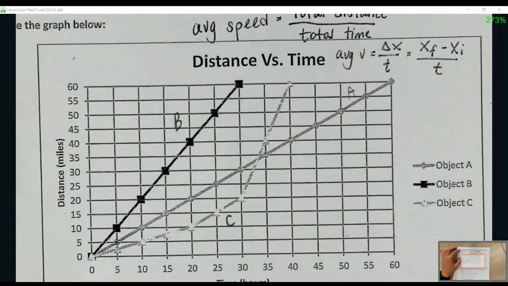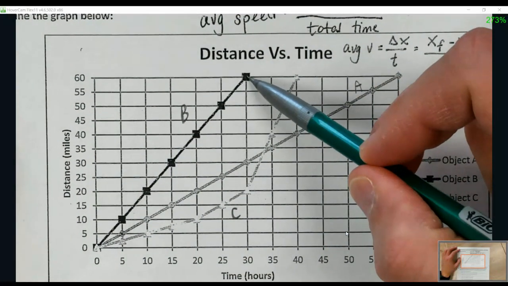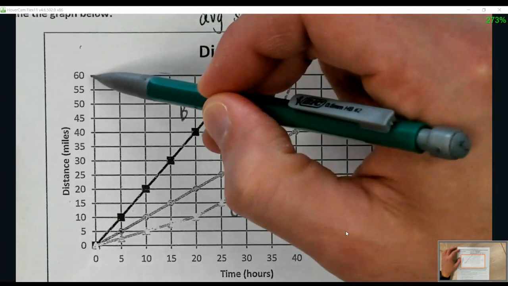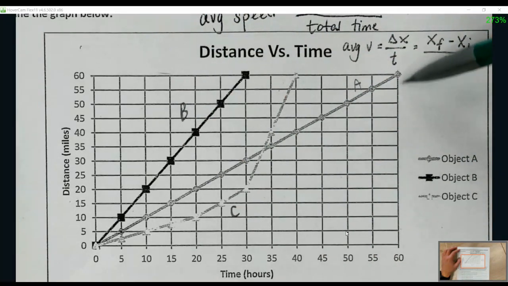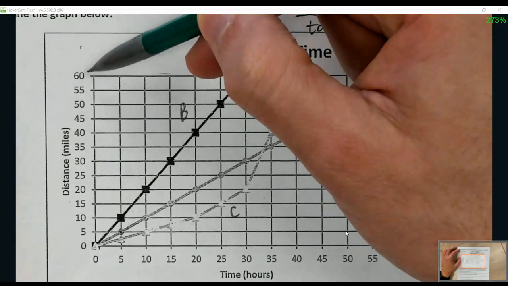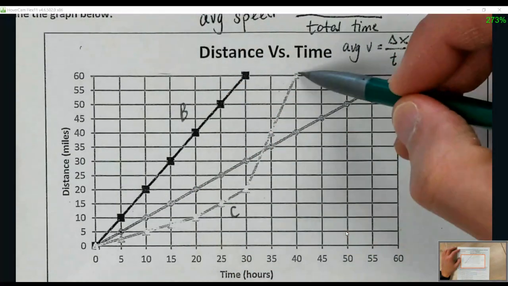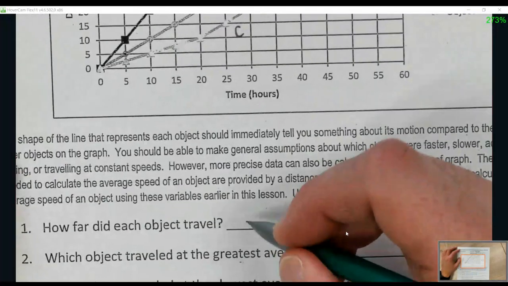So it asks, how far did each of them travel? So B, go to the very end of the line, and then go to the left, to the y-axis, and you are at 60, okay? Let's look at letter A. Letter A, to the end of that, go to the left until we hit the y-axis. You're at 60. Yep. Go to C. C, go to the end of that. Oh, snap. They're all at 60. So for number 1, 60.